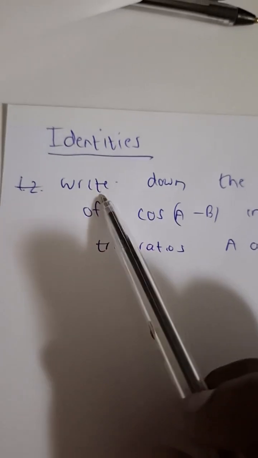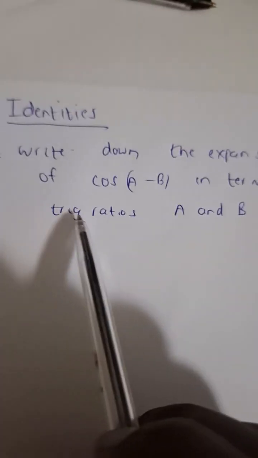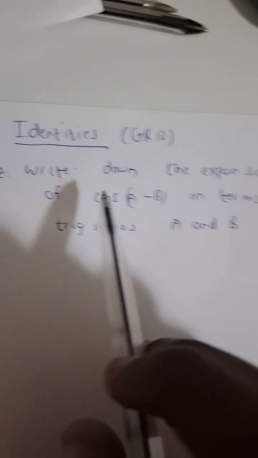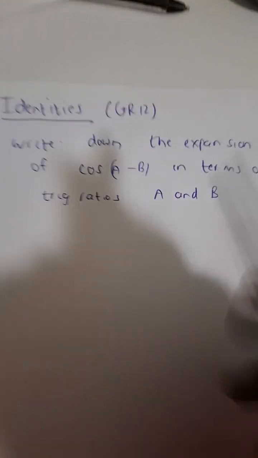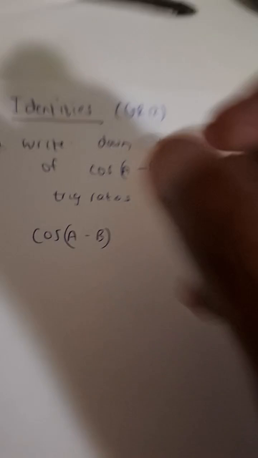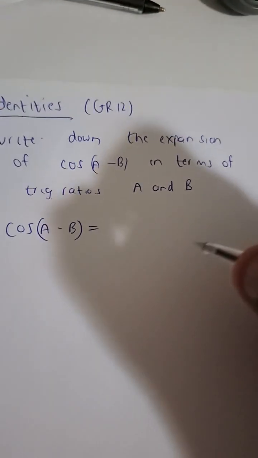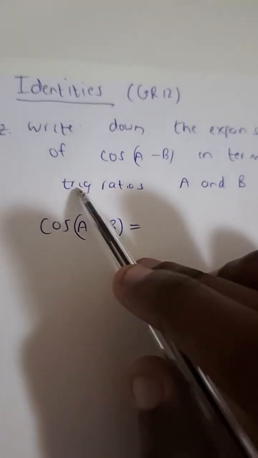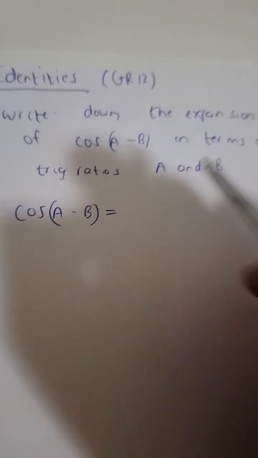Okay, so write down the expansion of cos A minus B in terms of the trig ratios A and B. So, my grade 12s, if I am going to answer this question well, write down the expansion of cos A minus B in terms of the trig ratios A and B. Then what I'm basically being asked to do is to expand cos A minus B in terms of A and B, meaning in the mix of my expansion, I need to have A and B and some trig ratios that involve that particular A and B.